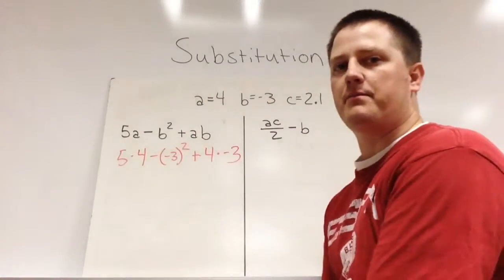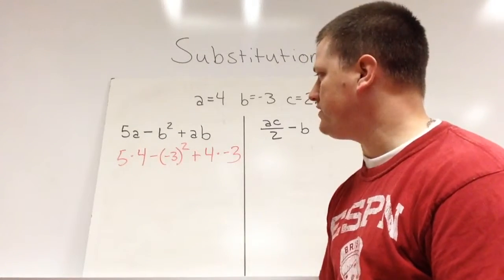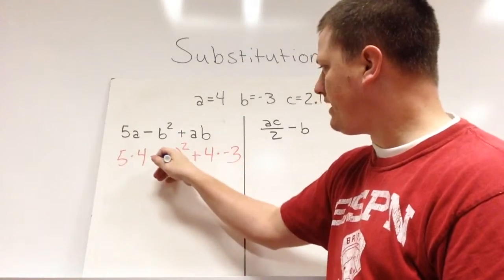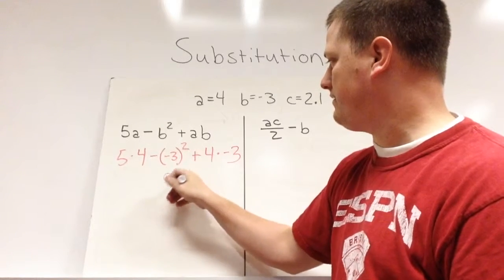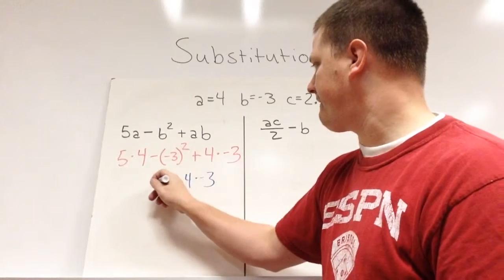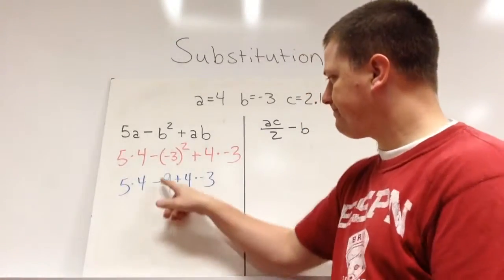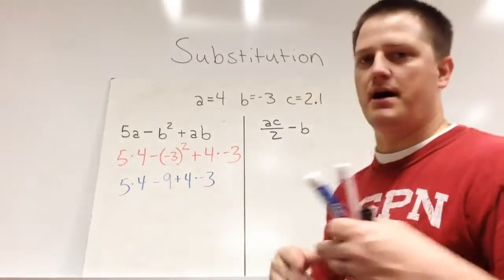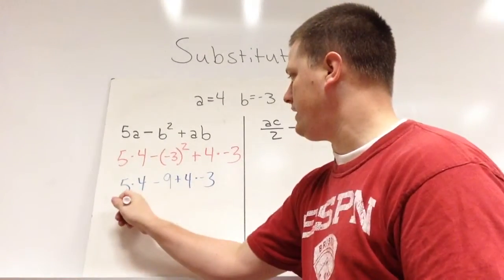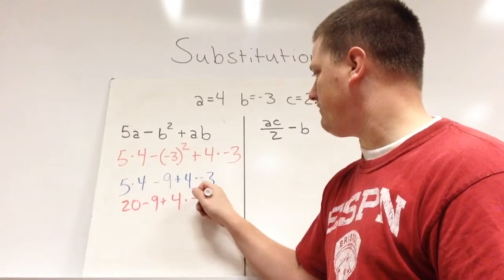So now we've rewritten the problem, no variables in it. We can actually do the math. So just a quick refresher on order of operations. Parentheses first, no math inside. So we go to the exponent. Negative 3 times negative 3 is 9. Bring everything down around it. Then we have multiplication or division. Here's multiplication on the left. That's going to be 20 minus 9 plus 4 times negative 3.